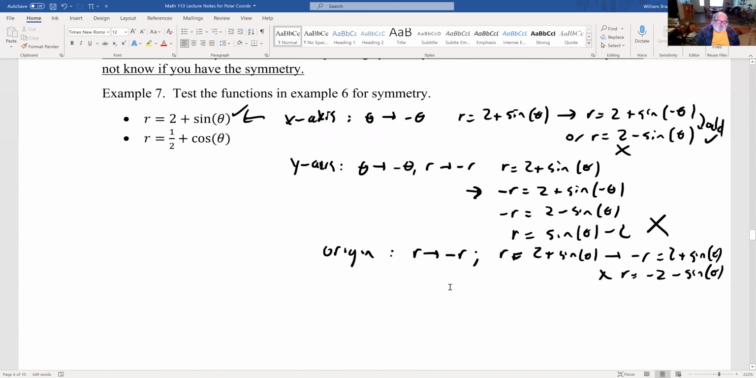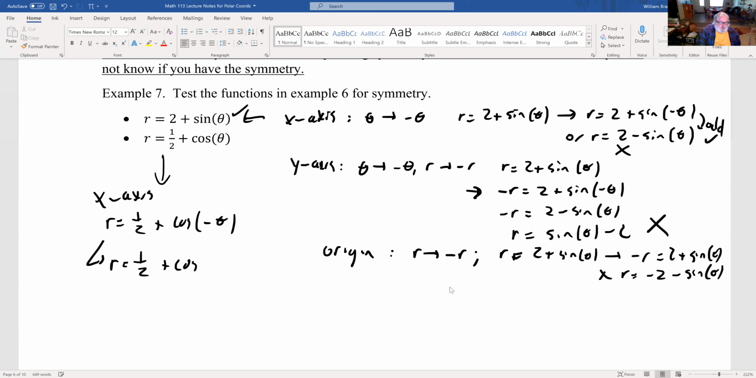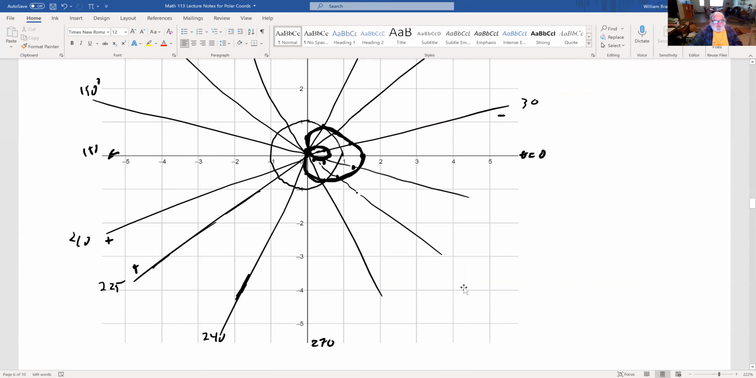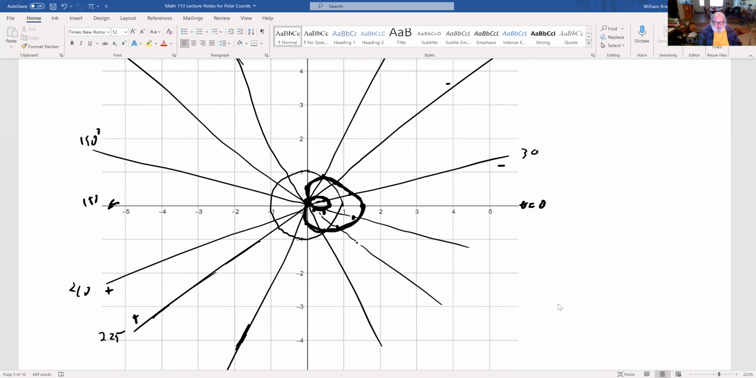What about r equals 1/2 plus cosine theta? Same deal. With the x-axis, we replace theta by minus theta. What does this become? That actually just becomes the same thing again, because cosine is even. And so this one should be symmetric about the x-axis. And if you actually go up and look at the graph, it does have x-axis symmetry. The top half and the bottom half look the same.